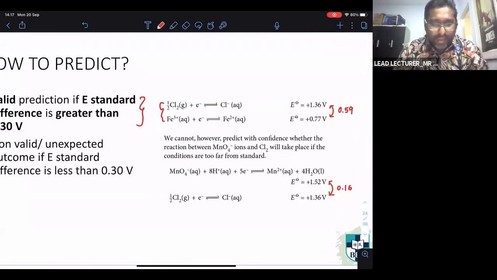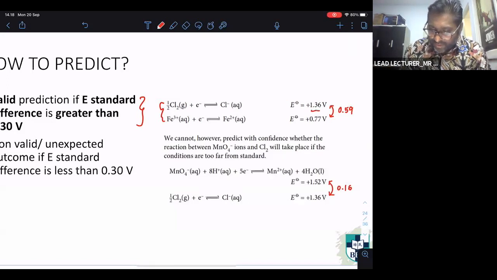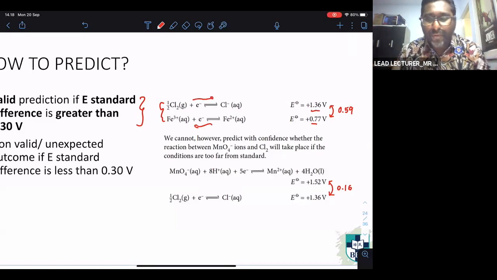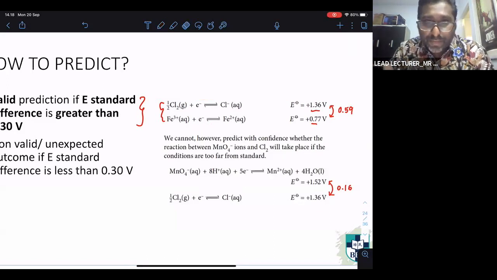Okay, let's say one of these, Cl2 or Fe3+, is not at 1 mole per dm cube, and they ask you to predict. I can use the same method. What is the method? More positive, less positive, it will go here, then it will go here. This is how you did it in the previous part, right? So we can find out what will happen. But this is going to be under non-standard condition.